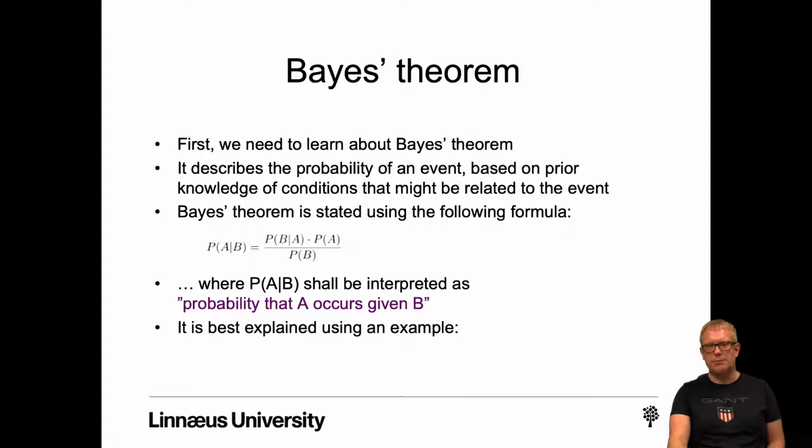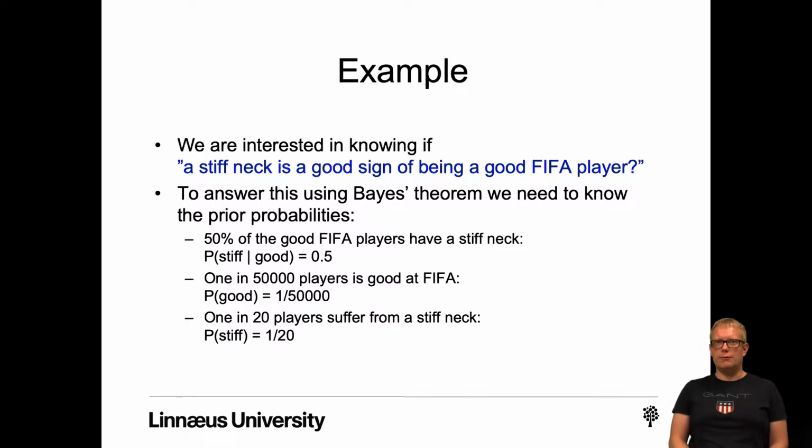It is best explained using an example. We are interested in knowing if a stiff neck is a good sign of being a good player in the FIFA video game. To answer this using Bayes' theorem, we need to know the prior probabilities. We can measure that 50% of the good FIFA players have a stiff neck, so the probability of stiff given good is 0.5. 1 in 50,000 players is good at FIFA, so the probability of being good is 1 in 50,000. And 1 in 20 players suffer from a stiff neck, so the probability of being stiff is 1 in 20.